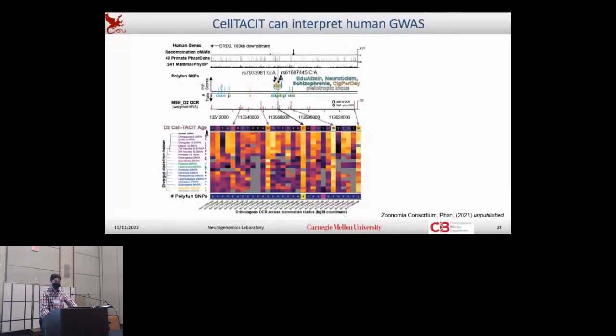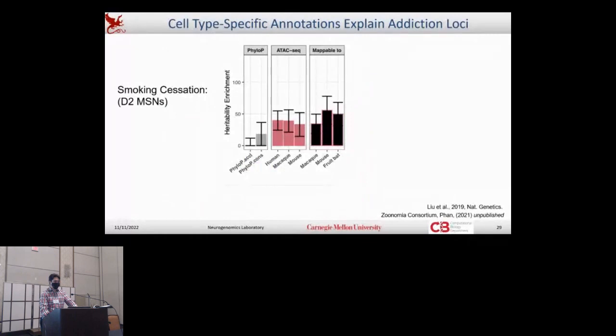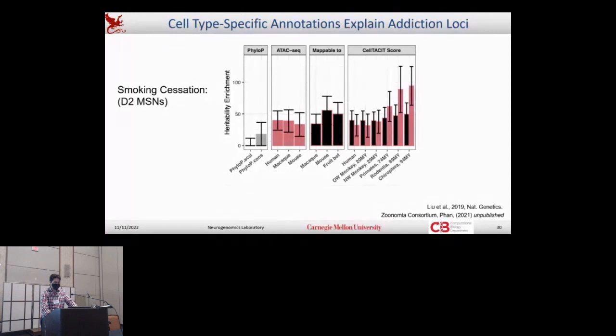But of course, it's easy to find these individual examples, so we wanted to look more systematically. And so what we did is stratify these based on whether or not the orthologous regions were predicted open chromatin across a broader set of mammals. And what we found is that the further you go in terms of evolutionary distance, the stronger enrichment you see. So for example, in relating smoking cessation to these D2 medium spiny neuron subtypes, we found the strongest enrichment in cases where we were looking all the way in bats, and whether or not the orthologous region was predicted to be open chromatin in that specific cell subtype.